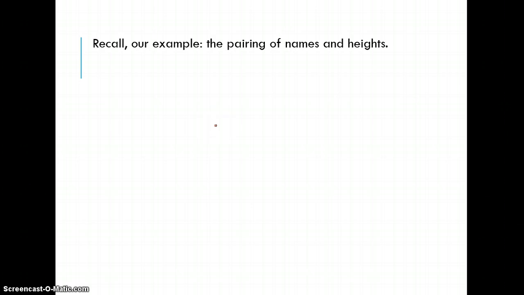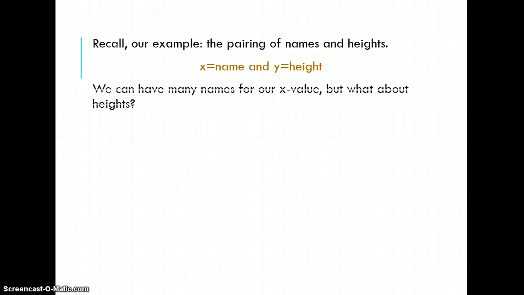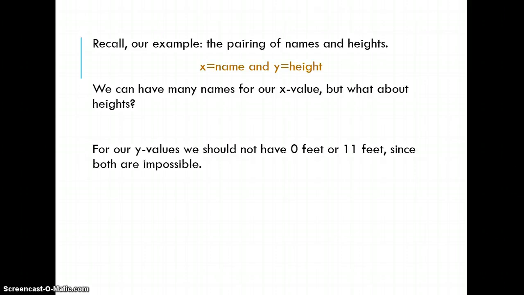So with our example, the pairing of names and heights, x equals a name and y equals a height. We can have many names for our x value, but what about heights? We can have many heights. We can have a lot of the same values for y as long as they don't repeat in x. Okay, for our y values, we should not have 0 feet or 11 feet, since both are impossible.